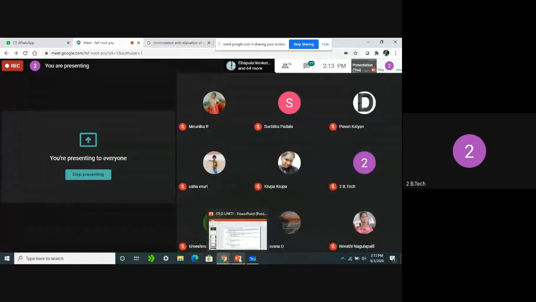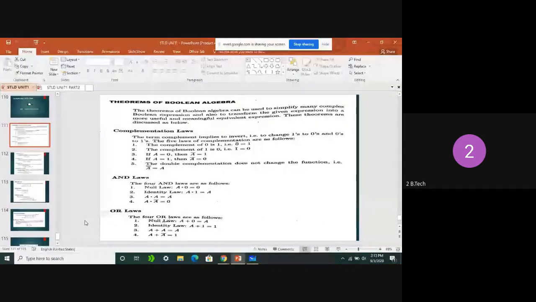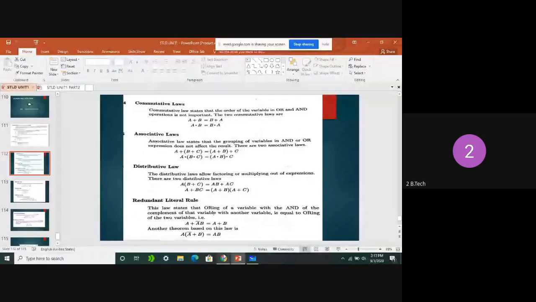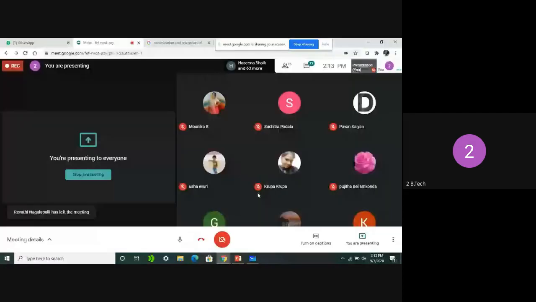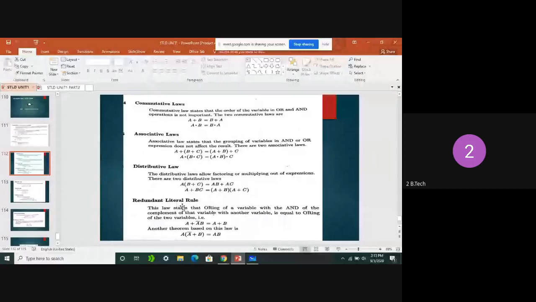And OR laws: A plus A is A, and A plus 1 is always going to be 1. All these laws we have seen with proof, cross checking every law. We have also completed the associative laws, commutative law, the distributive laws and the redundant laws. So now we are going to see the idempotent law.